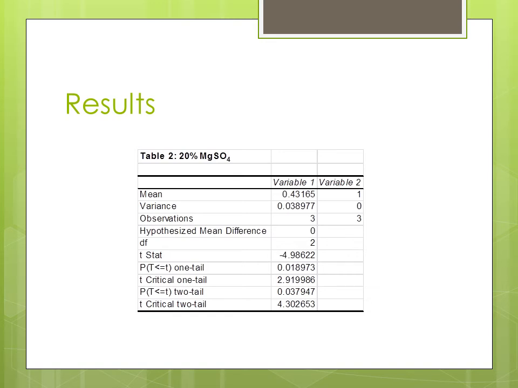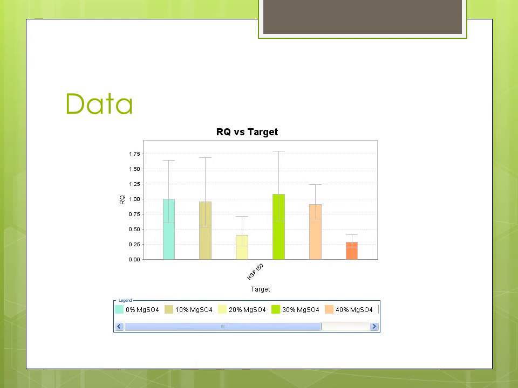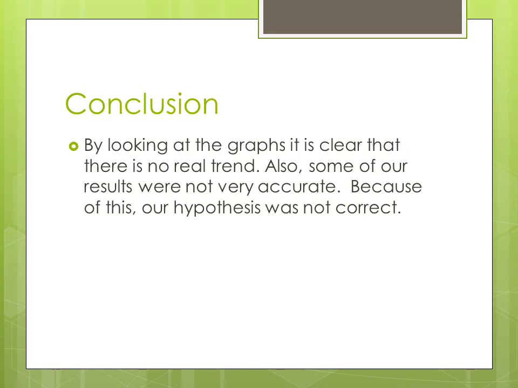After getting our results from the real-time PCR machine, we used t-tests to figure out more about our results. By looking at our data, we can tell that there is no clear trend on the effects of HSP150 when introduced with magnesium sulfate. By looking at the graphs, it is clear that there is no real trend. Also, some of our results were not very accurate. Because of this, our hypothesis was not correct.